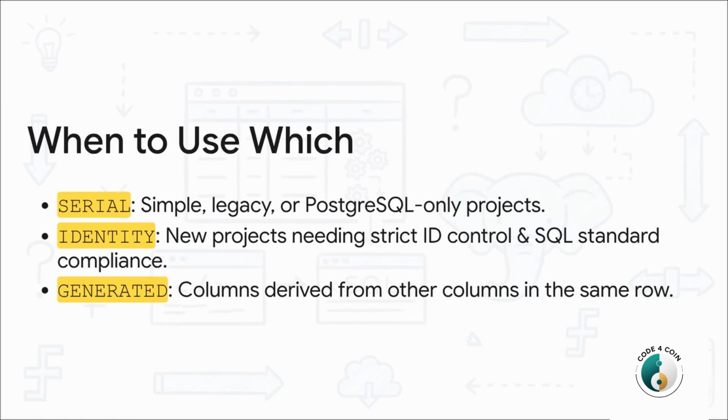So what's the bottom line? Here's your cheat sheet. For simple, older, or PostgreSQL-only projects, serial is totally fine. But for any new development, you should really be using identity for your IDs. It's the standard, it's more flexible, and it's just the better choice. And anytime you find yourself needing a column that is just a calculation or combination of other columns in that same row, a generated column is the perfect tool for the job.